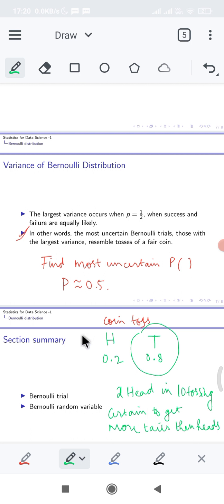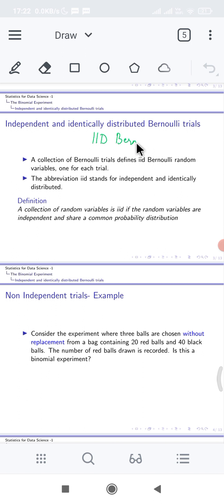So our next topic is independent and identically distributed binomial trials. It is also called IID trials or IID Bernoulli trials. It is defined like this: a collection of random variables is IID if the random variables are independent and share a common probability distribution. You can understand it with examples.